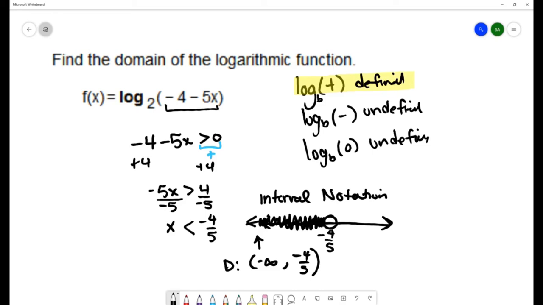Another way to write the domain is using set builder notation. And with set builder notation, it looks something like this. We use curly braces to say we're talking about a set. We're talking about x's. X's are for the domain. And we want only x's that are less than -4/5. And we close out those curly braces. So that's another way to write the domain.